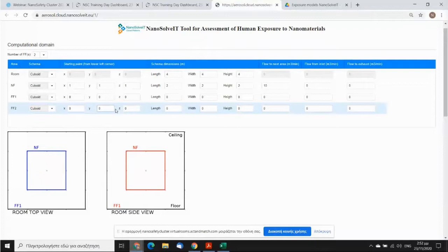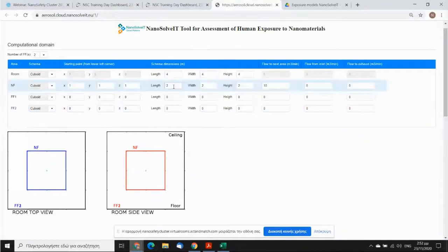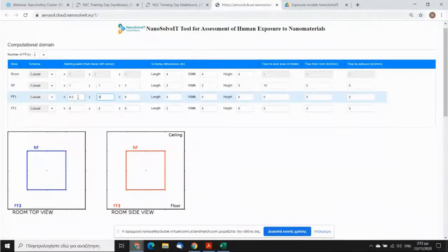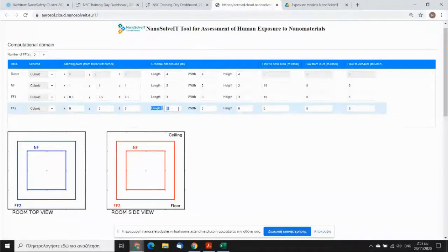I will use this input for the NF, so it's 1, 1, 1, and for the dimensions it is 2 by 2 by 2. I will put here 0.5, 0.5, and 0.5, and I will use a length of 3, 3, and 3. And I will put a flow to the next area of 10 and a flow to exhaust of 5. And again, my last area, which is FF2, will be 4, 4, 4, and again 10 and 5.